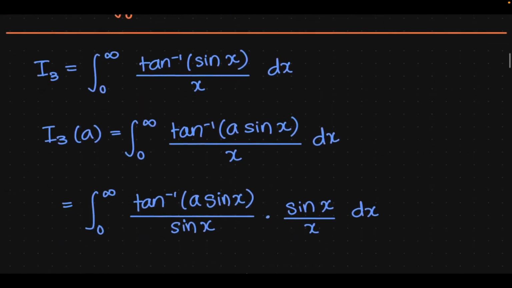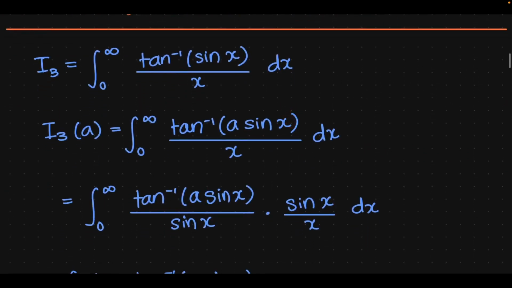And then the final example is a little more involved, but it's quite beautiful. It will combine, of course, the main method along with a classic old method that we have been using on this channel. So I3 is the integral from 0 to infinity of tan inverse of sine x over x dx.